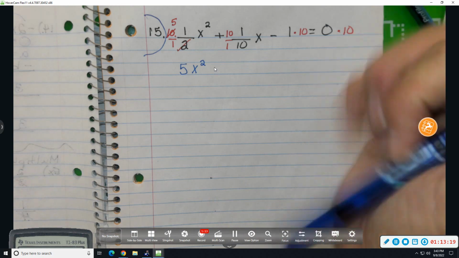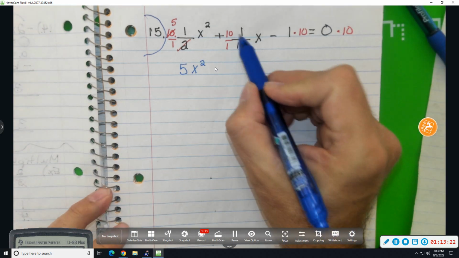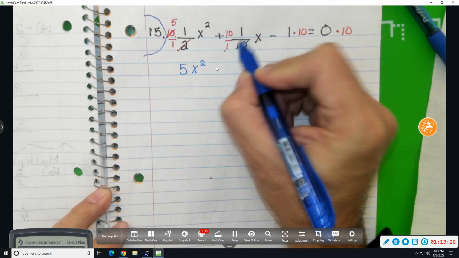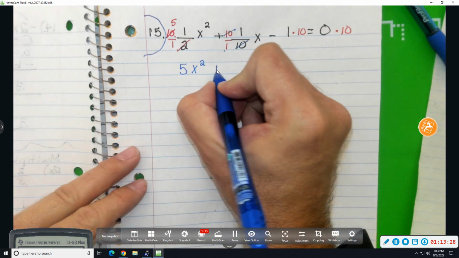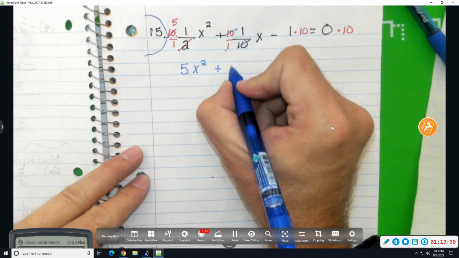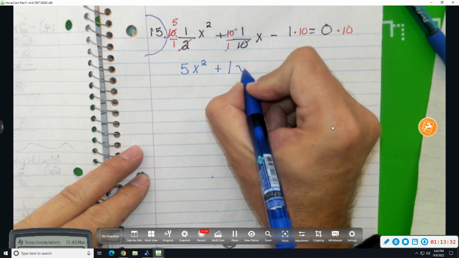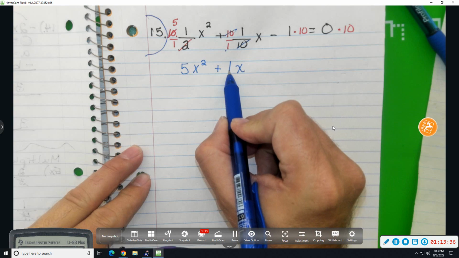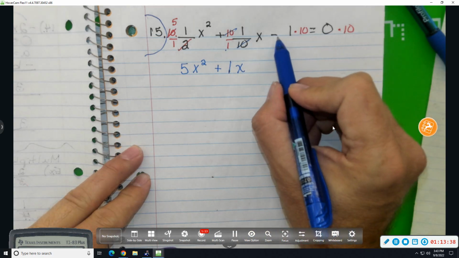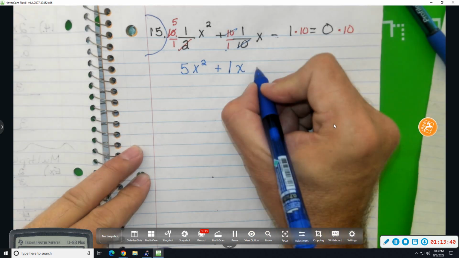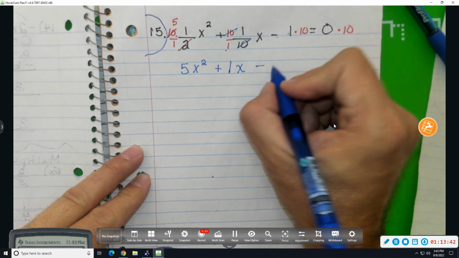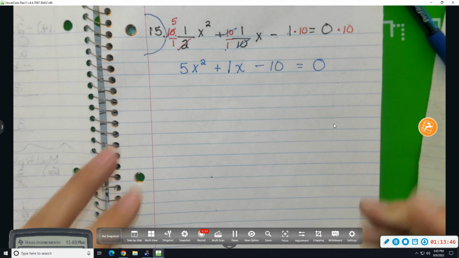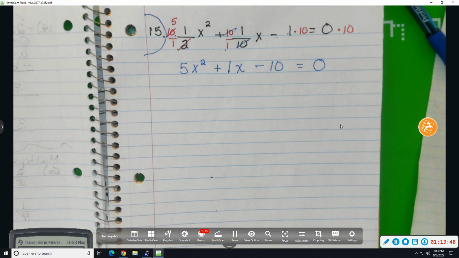Over here, when I multiply the 1 over 10 by 10 over 1, what happens? Yeah, they cancel out, and we just have an x or a 1x. I'm going to go ahead and write 1x just so you can see that that's the B value now. What's the C value going to be? Negative 10. You don't just multiply the terms that have fractions. You have to multiply every term.